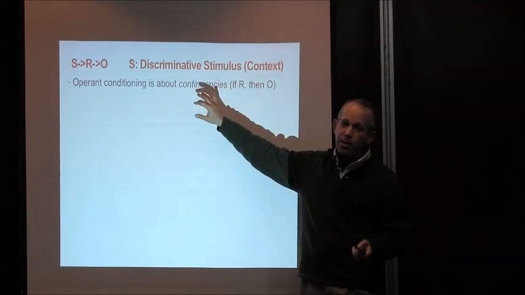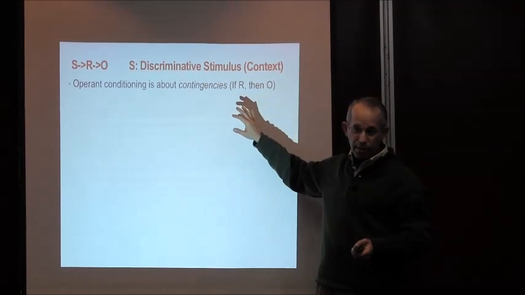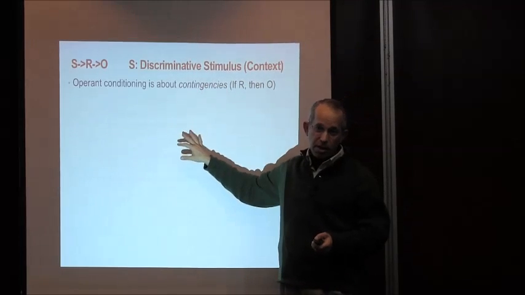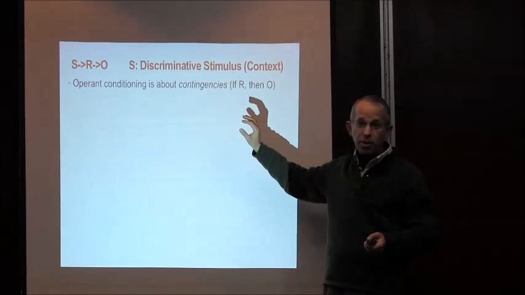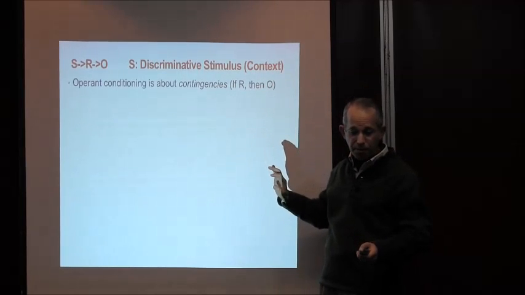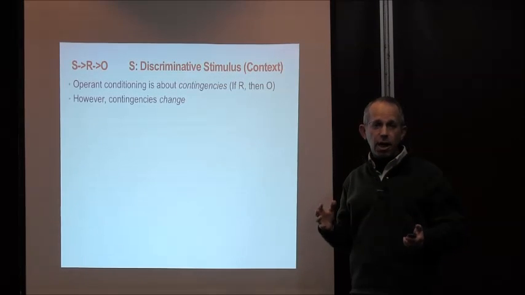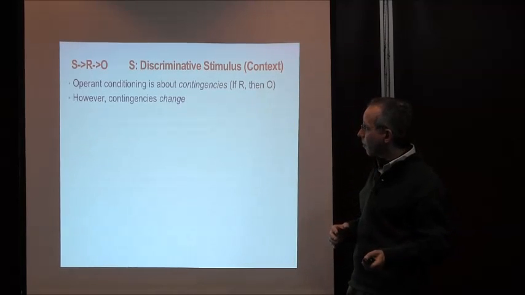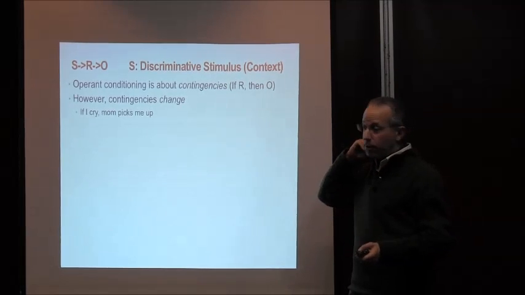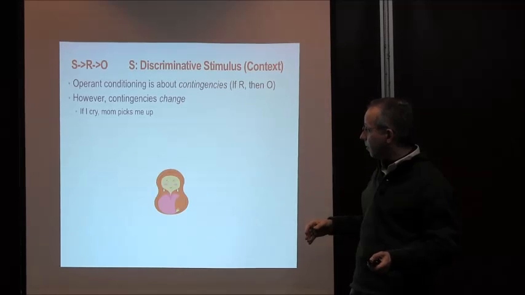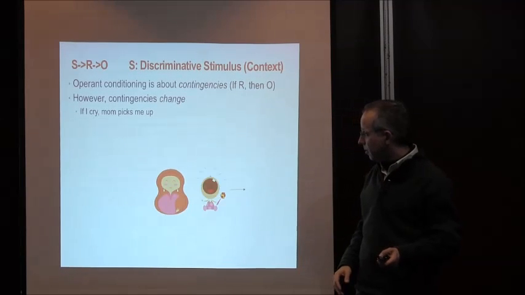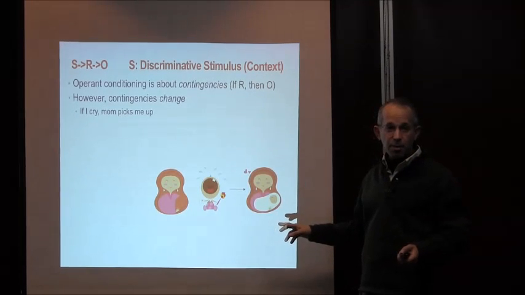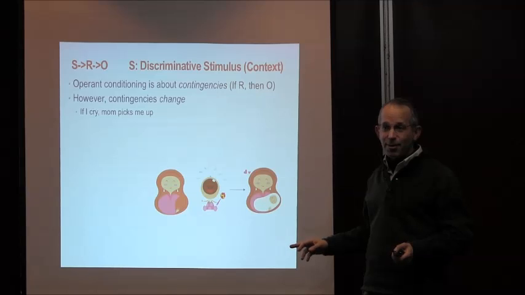What's critical here is that operant conditioning is about contingencies. If-then is a contingency. If you do the response within a particular context, namely in response to a particular stimulus, you'll get a particular outcome. Contingencies change, and a lot of what's going on in studying learning is studying what happens when contingencies change in the environment. For example, if I cry, mom picks me up. There's mom, I cry, the response is mom picks me up. This is why babies often cry, because they're unhappy, they want to be picked up.